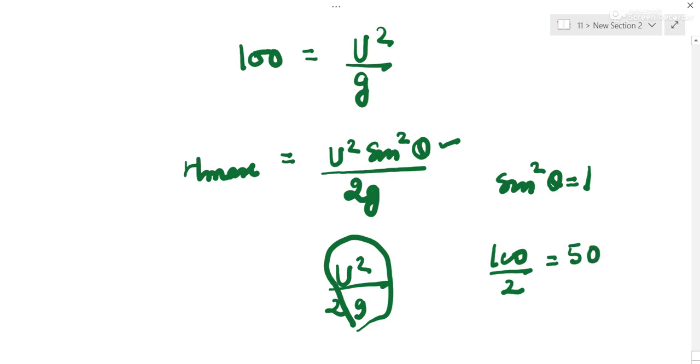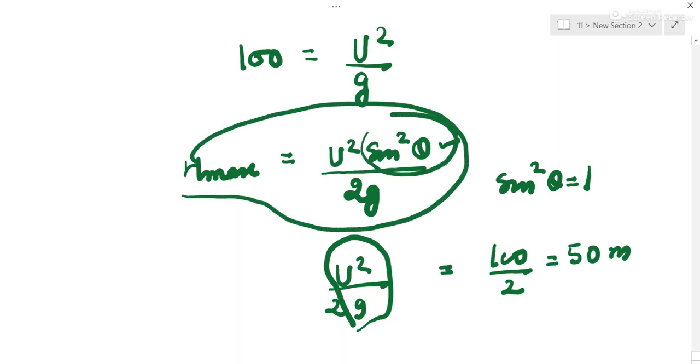This is one solution. The maximum height formula we have used. The trigonometric value should be 1 for maximum. U square by 2g. U square by g we had as 100. To substitute, 100 by 2 is 50 meters. How high will the ball go? This much high.